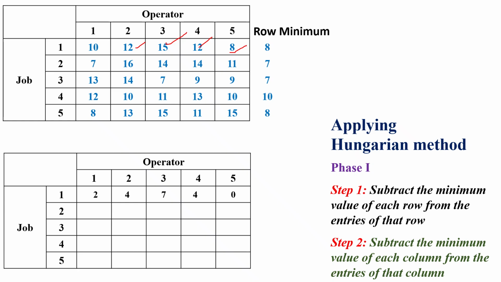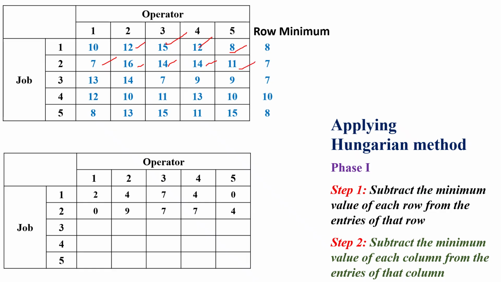Similarly, in the second row, we have to subtract 7 from all the elements. Then second row elements will become 7 minus 7 equal to 0. 16 minus 7, which is equal to 9. 14 minus 7 equal to 7. 14 minus 7 equal to 7. 11 minus 7, which is equal to 4.